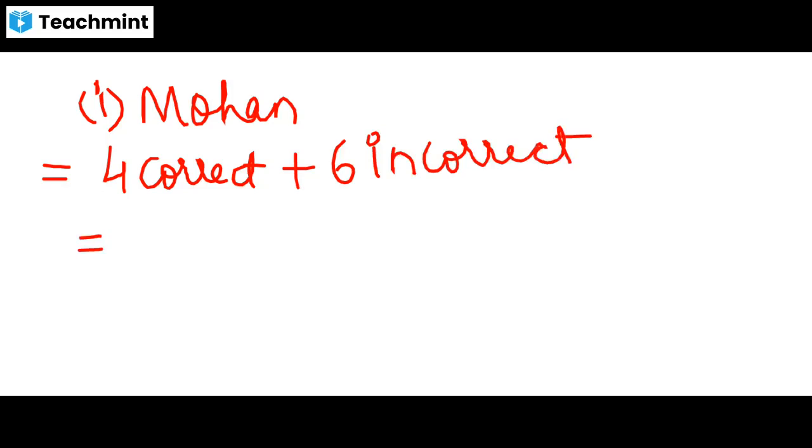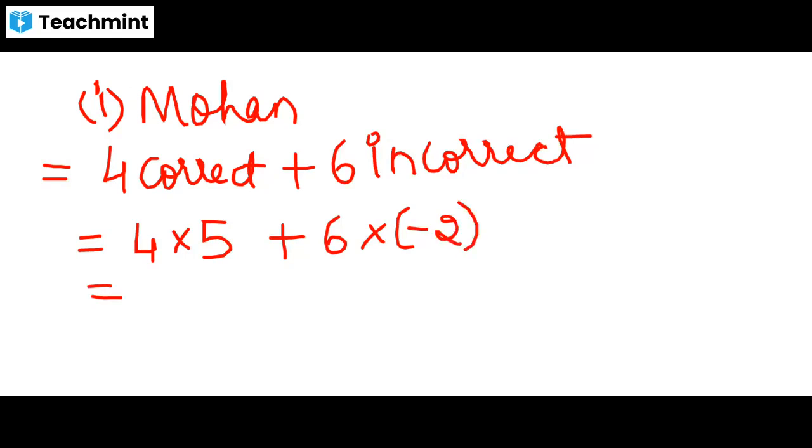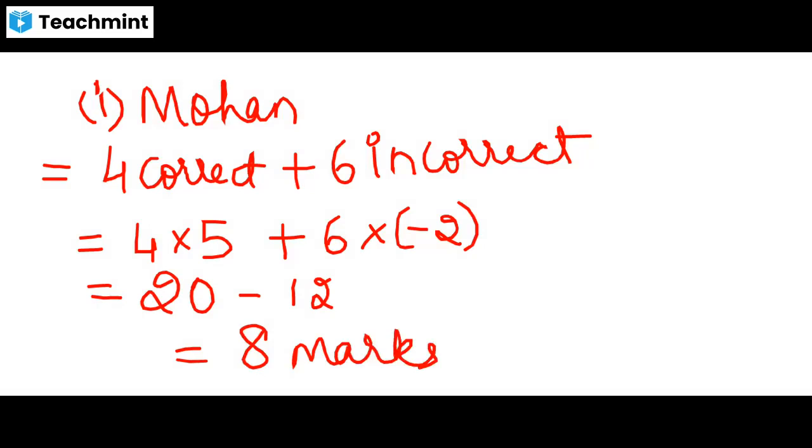Now 4 correct answers means what you should write? 4 into 5 plus 6 incorrect answers means 6 into -2. So what you get? 4 5s are 20 plus, into minus, 6 2s are 12. So 20 minus 12 is 8. 8 marks. So what is Mohan's score? 8 marks.